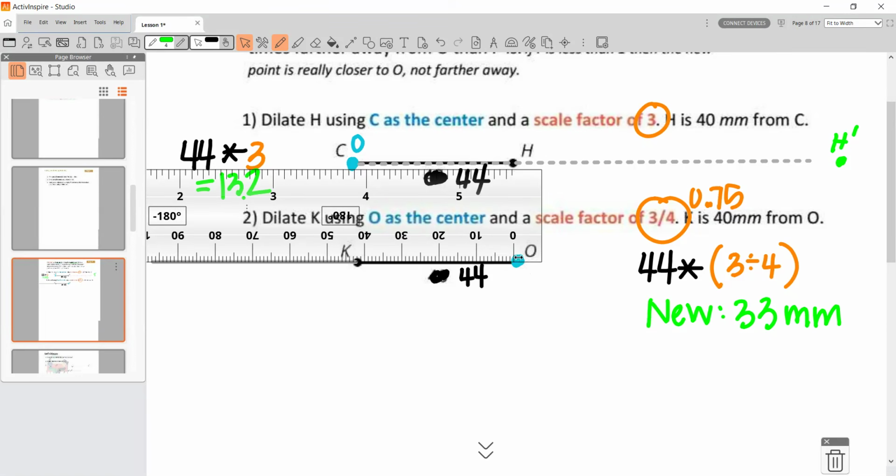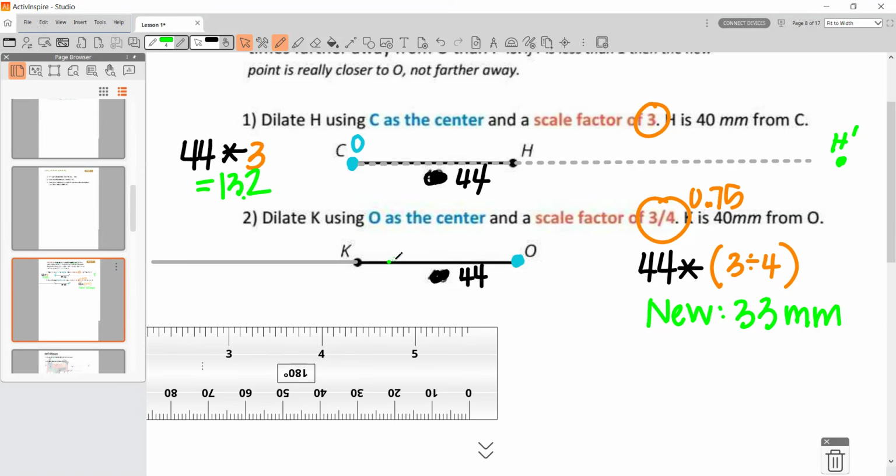Okay, so remember your ruler, the 0 needs to be on your center. You need to go connect it to your original. So make sure your ruler is laying on the center and the original, and then measure to the new length at 33 or whatever yours is. And then there is my new point. Okay, so do we see how K prime got closer to the center here?